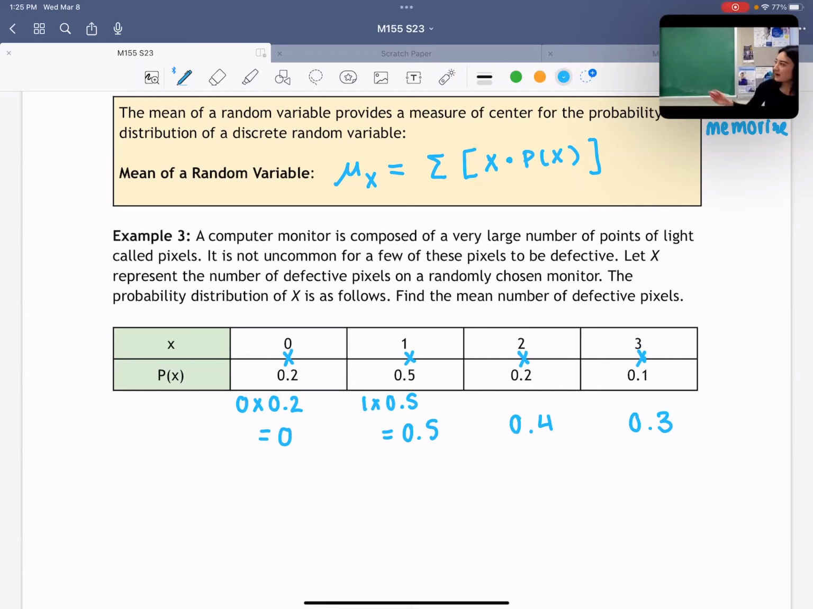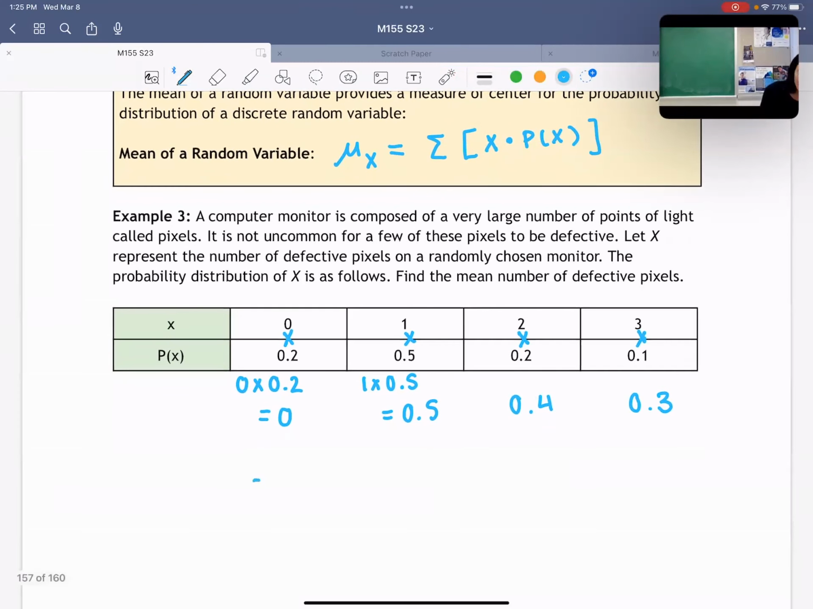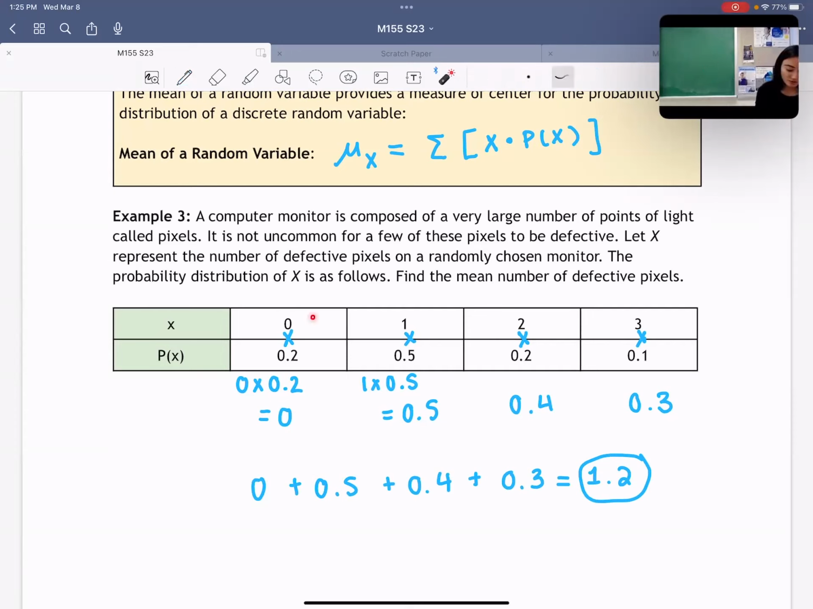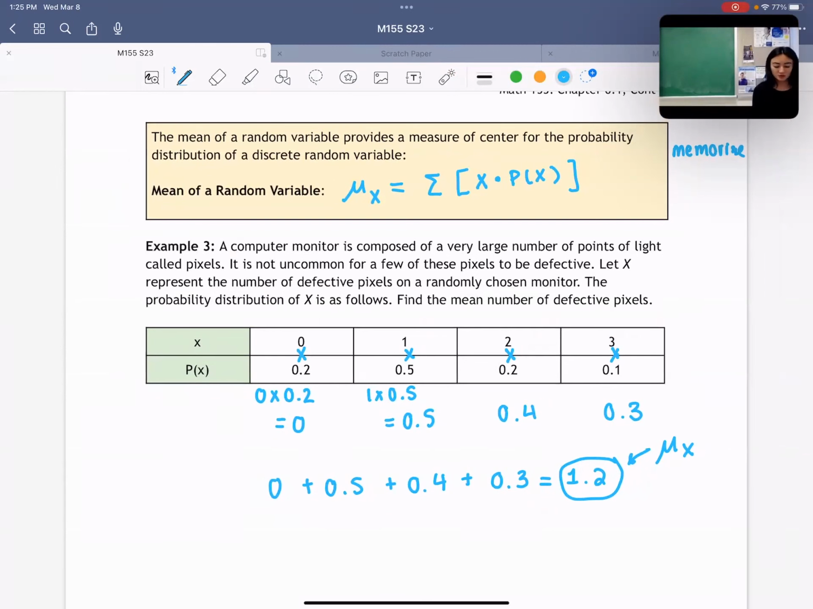After we do this, it says now we have to take the sum. So the next step is to take my numbers that I just got and add them together. That's all you have to do. And if you do this, you should get 1.2, and that's your mean. So when you're finding the mean, you can either remember how to use the formula. If you're good with formulas, just go ahead and do that. The other option is just remember, multiply down the columns and then add up the results. That's all you have to do to find the mean. Remember, the symbol for this mean is mu x. Any questions about example 3?